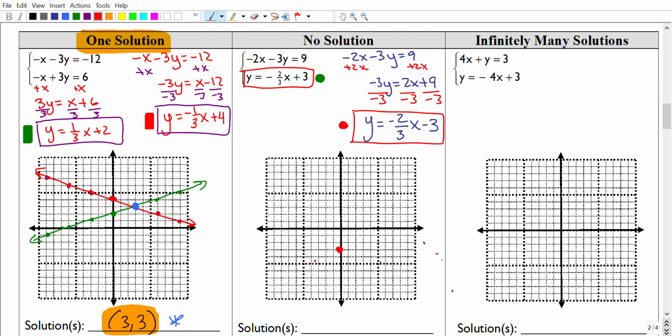My slope is negative 2/3. So I'm going to go down 2 to the right 3, down 2 to the right 3, or again, the exact opposite, which is up 2 and to the left 3, up 2 left 3. Let's connect all of our points. Much better. Okay, so that's my first line. Let's go ahead and do the second one.